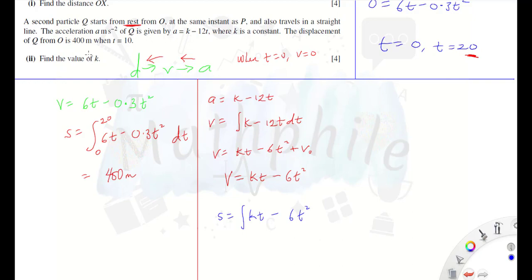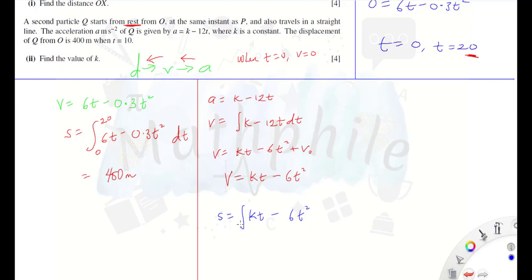Now we're told that when t is equal to 10, the displacement is equal to 400. How will you take this one? So during 10 seconds the displacement was 400, so we integrate the whole thing, then we input those values into it.